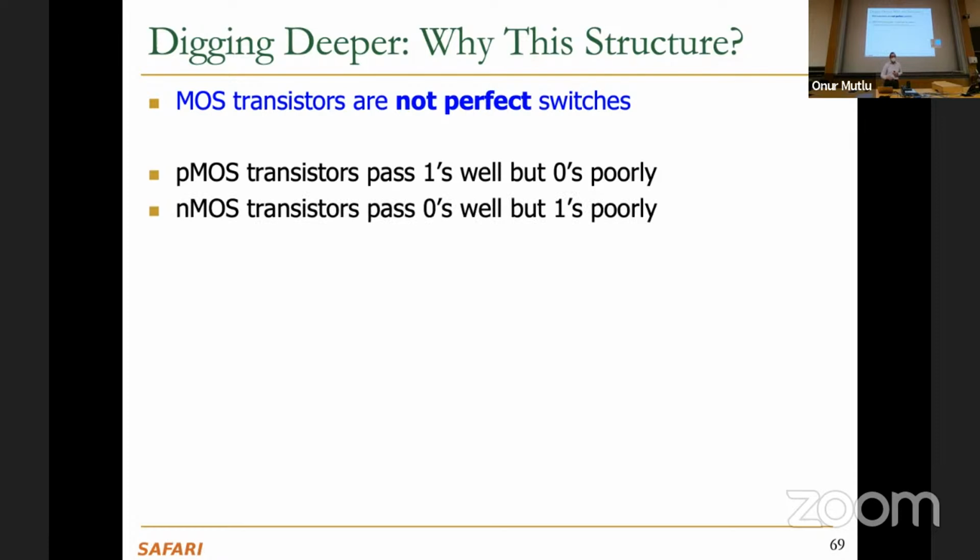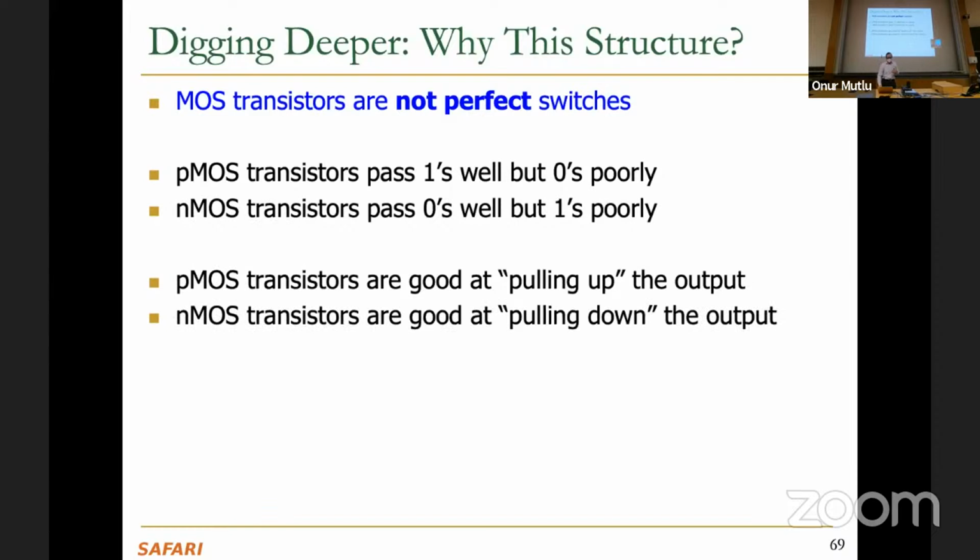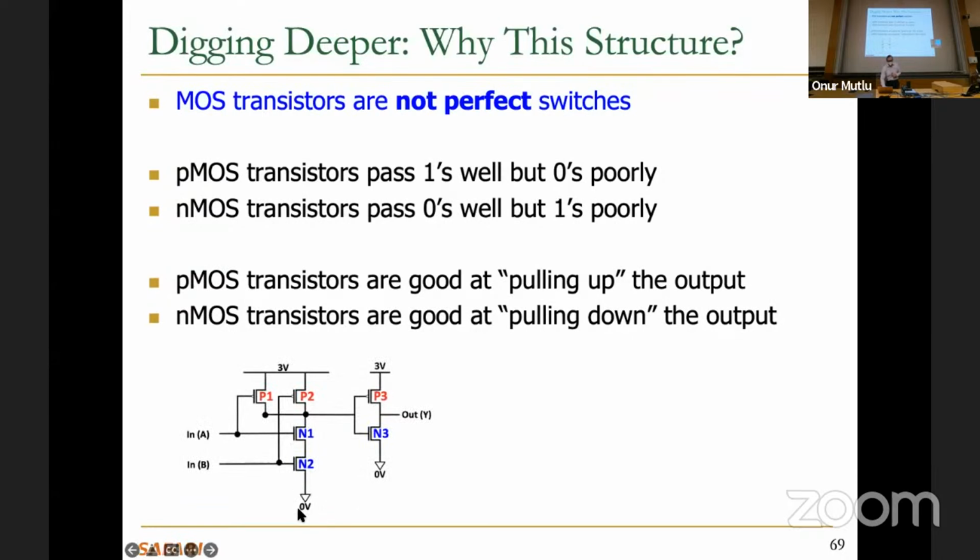NMOS transistors pass zeros very well, but ones very poorly. As a result, they should be used where they are good. So basically, PMOS transistors are good at pulling up the output. They are connected to 3 volts. And NMOS transistors are good at pulling down the output. They're connected to 0 volts. That's why NMOS transistors are always connected to 0 volts and PMOS transistors are always connected to 3 volts.